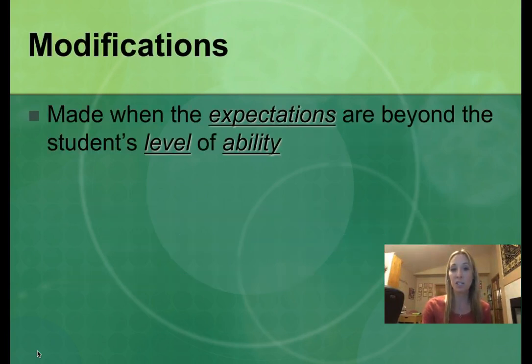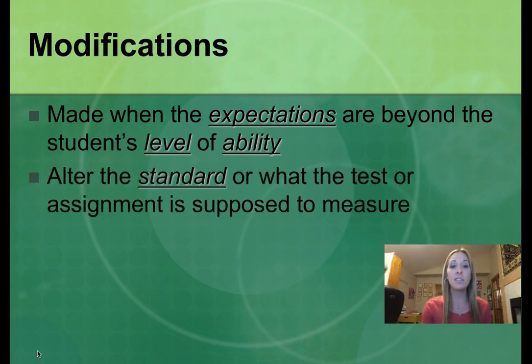What are modifications? They are made when the expectations are beyond the student's level of ability. So it's not about access anymore. The student doesn't need an alternative way to access the information. Instead, the level of their ability is prohibiting them from meeting those expectations. Modifications are also needed to alter the standard or what the test or assignment is supposed to measure.